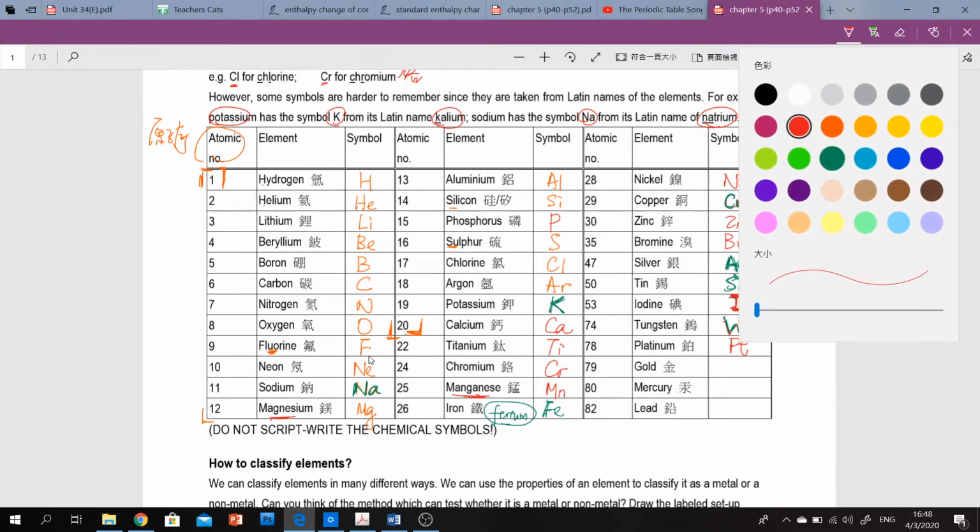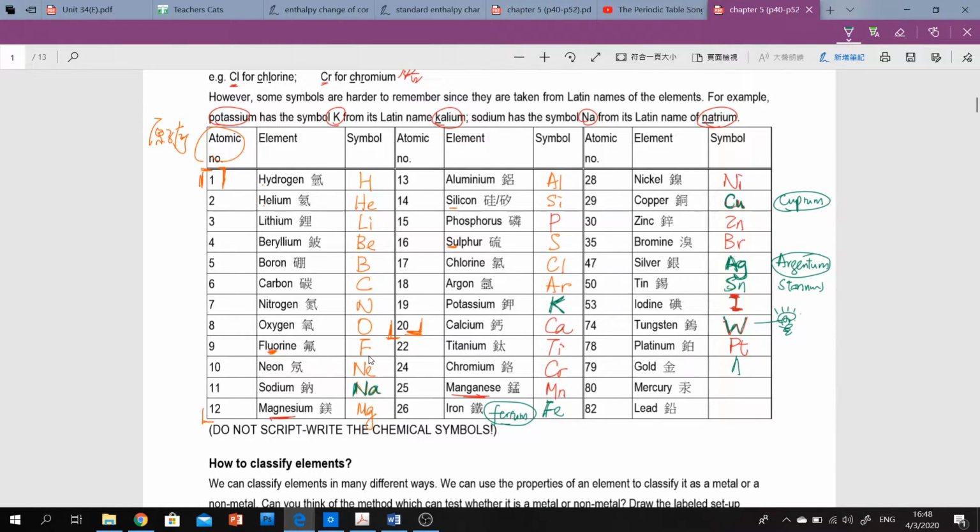What's next is gold. It is Au, from the word aurum. Mercury is Hg, hydrargyrum, and lead is Pb. We call it plumbum. So you may get those names like this.